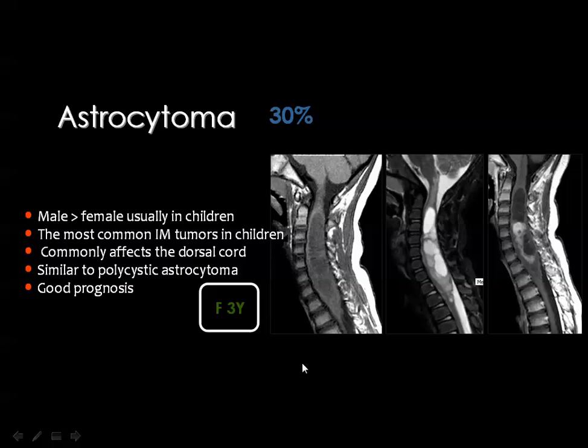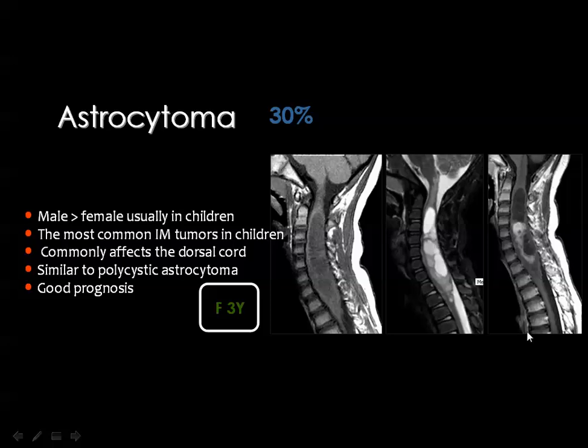this lesion is commonly affecting the dorsal spinal cord, but frequently it can also be seen in the cervical region. This lesion is similar to the pilocytic astrocytoma, which is seen in the brain. This pilocytic astrocytoma, if you remember, is just a cystic lesion with an enhancing mural nodule.